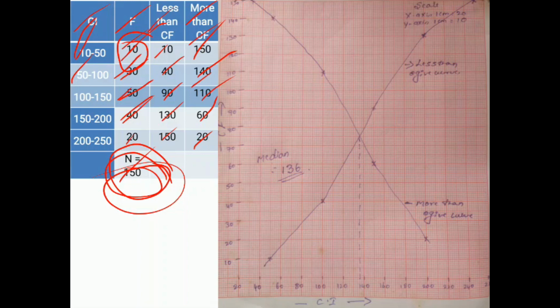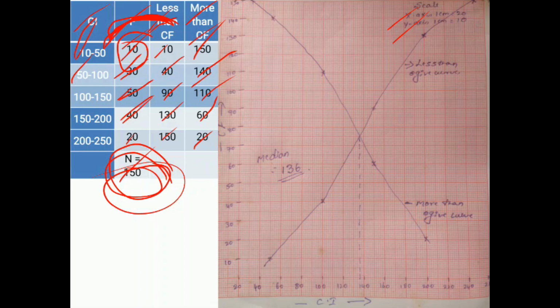So after finding this less than and more than, plot the graph, take x-axis as class interval and y-axis as cumulative frequency, both less than and more than. I've used scale. X is 1 centimeter equals 20 points and y is 1 centimeter equals 10. And please do remember, when you're plotting the graph for less than cumulative frequency, you have to take the upper limit for consideration. Upper limit and less than frequency.